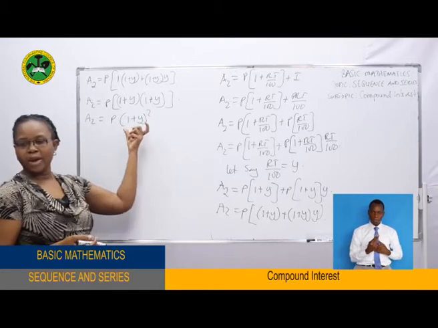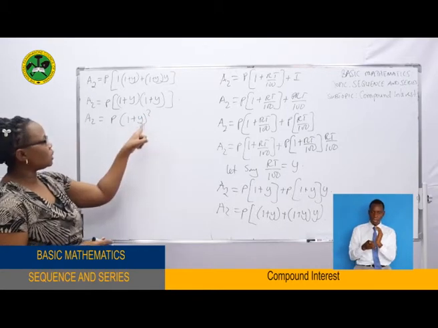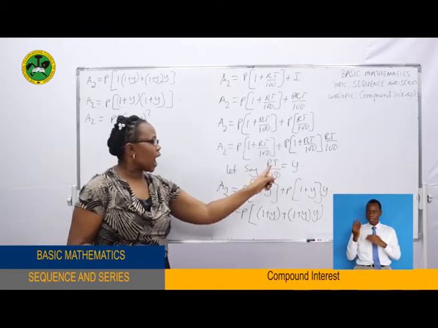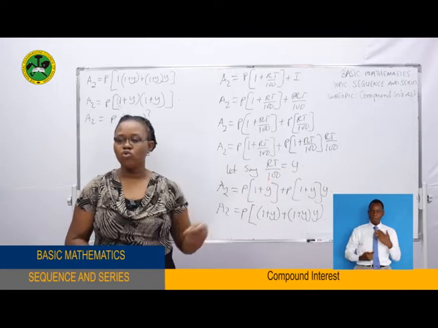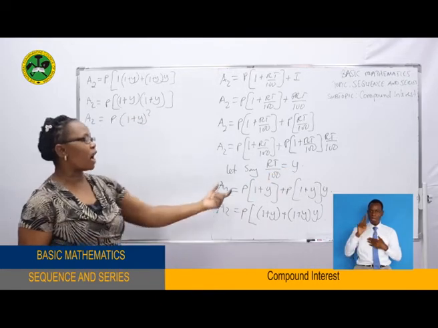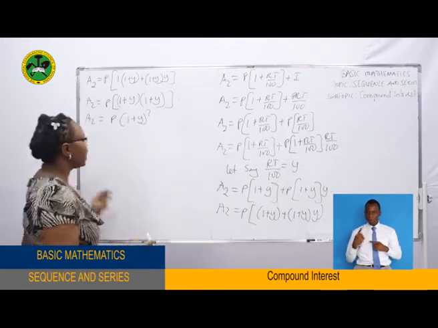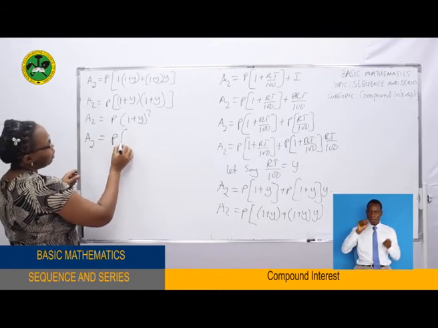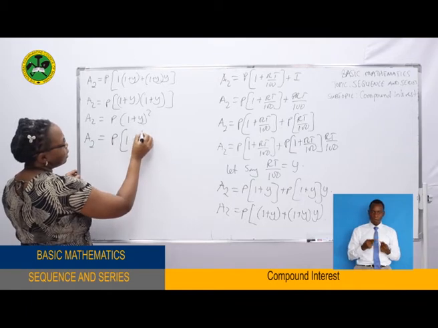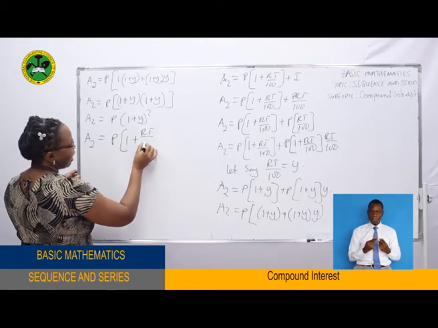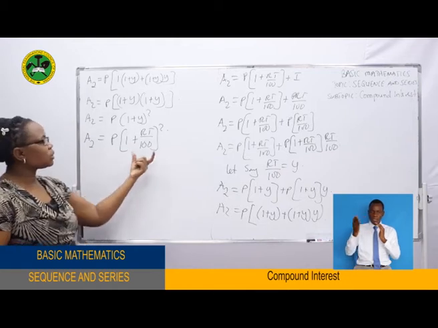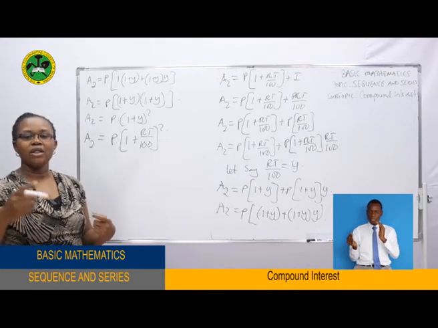After reaching here, my dear students, we know what Y is. From the beginning, we said that RT/100 is equal to Y. So we have to substitute our variable. Then amount in second year equals P(1 + RT/100) squared. So this is the amount of money obtained at the second year.